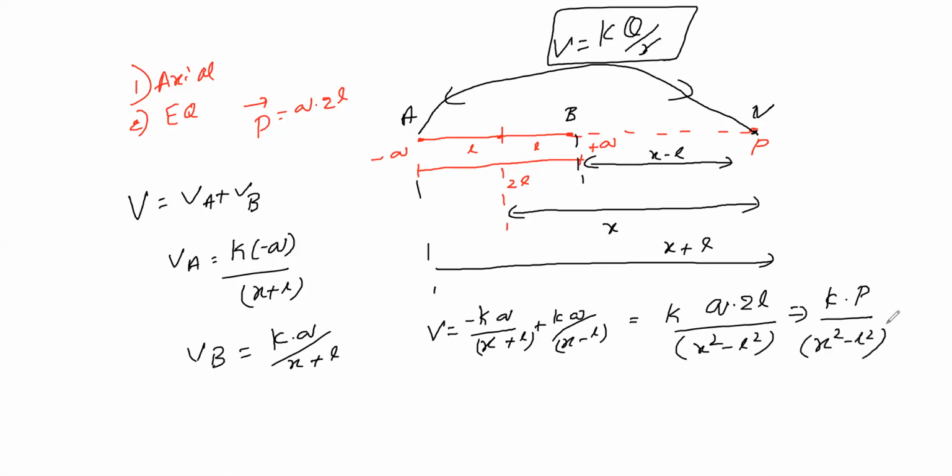This is your relation for electric potential on the axial line. So you can take V axial is equal to KP by X square minus L square. This is your relation.